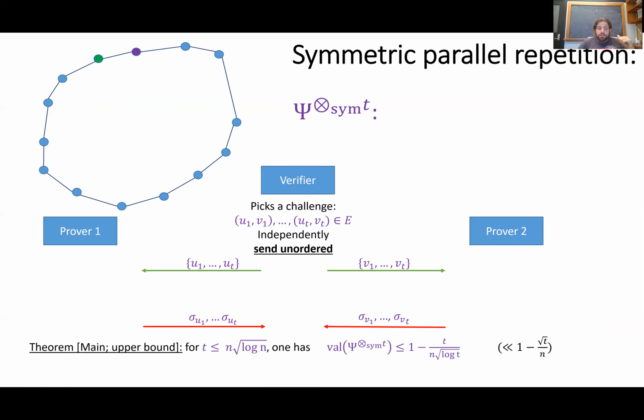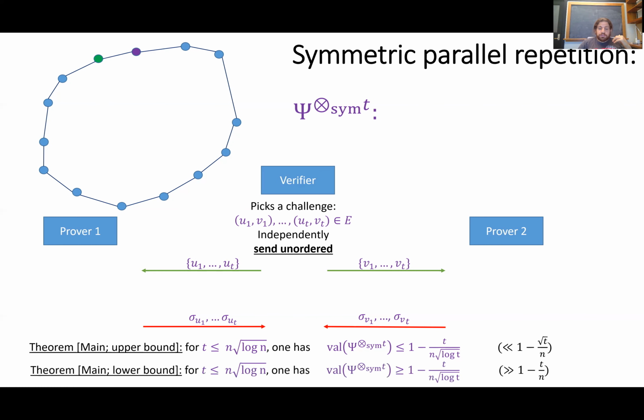So here are the main theorems with regards to parallel repetition. We prove that for the odd cycle game, as long as you don't have too many repetitions, when you make t repetitions, the value of the game drops like 1 minus t over n square root of log t, which is much better than what ordinary parallel repetition gives you, which is 1 minus square root of t over n. So this is nice, but still you have this annoying square root of log t factor, which you may not originally expect.